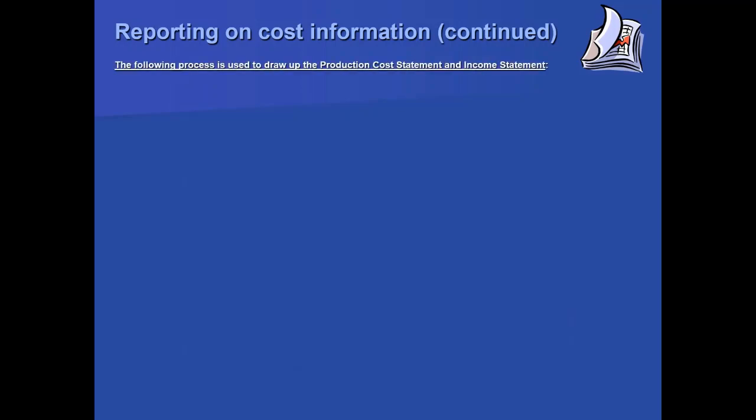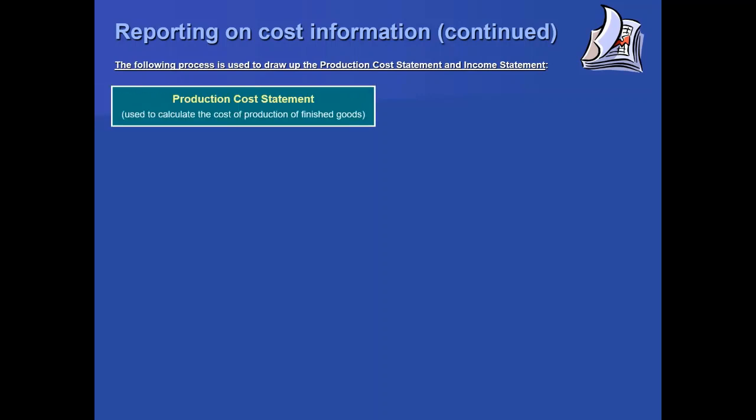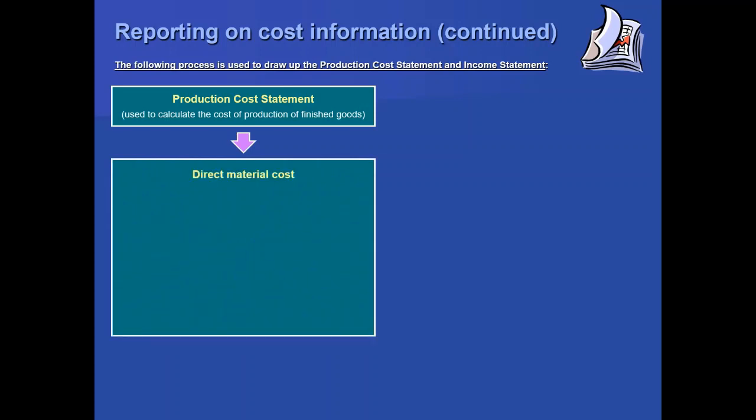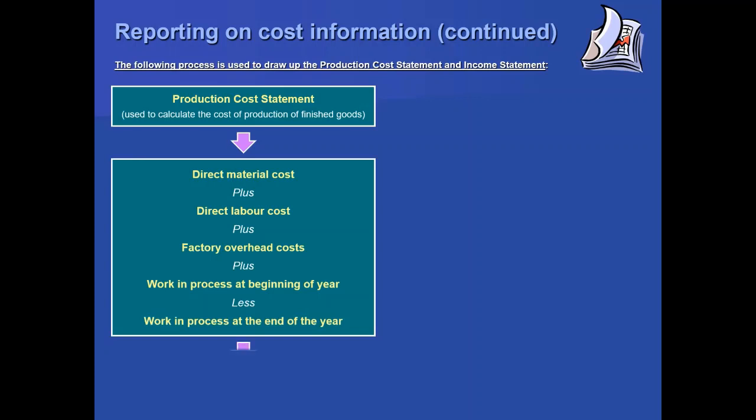The following process is used to draw up the production cost statement and the income statement. So firstly, the production cost statement, which is used to calculate the cost of production of finished goods. So we have our direct material costs. We add to that the direct labor costs. We add to that the factory overhead costs. And to that we add the work in process at the beginning of the year. And then we subtract the work in process at the end of the year. And then we will obtain the cost of the production of our finished goods.